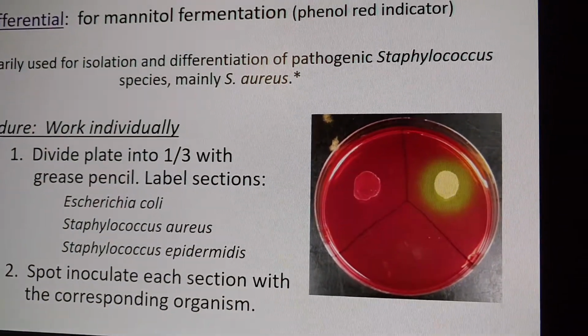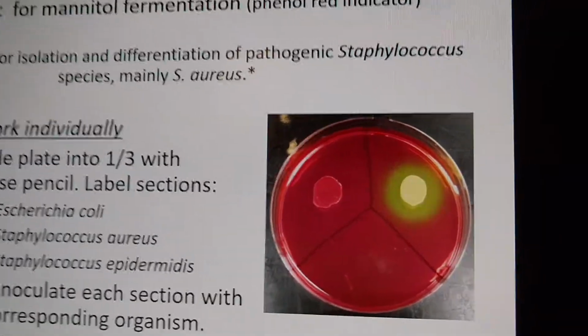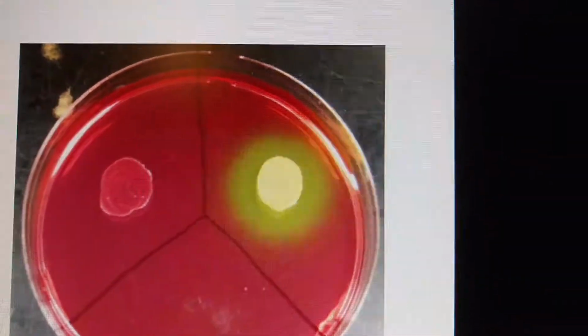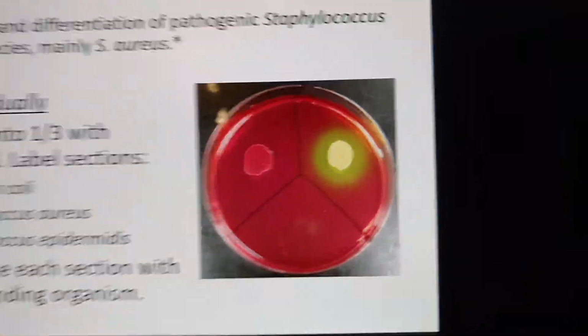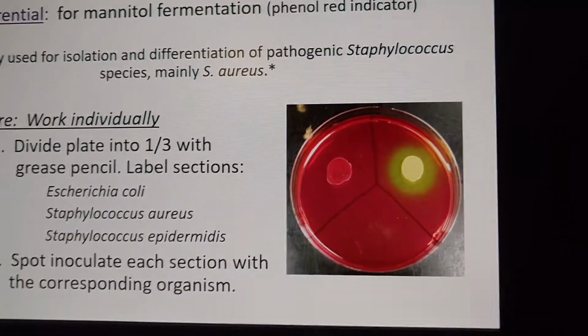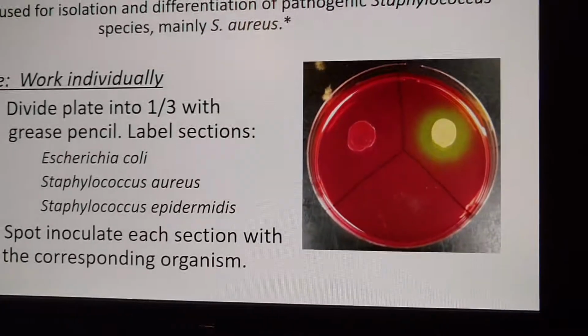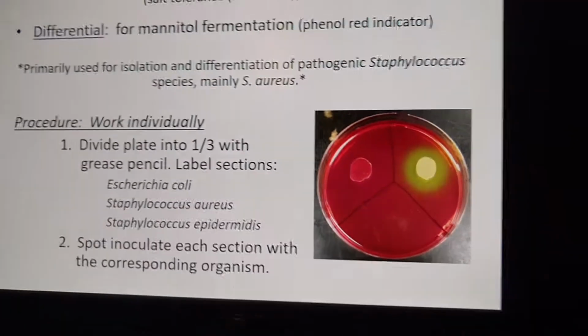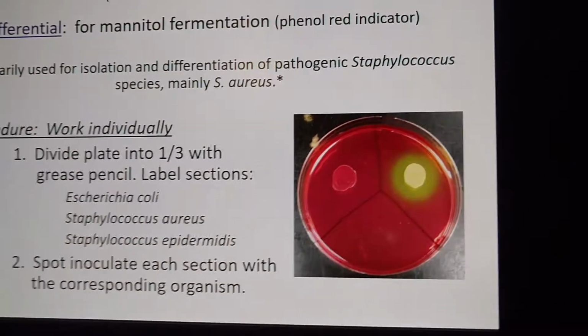Both are staph bacteria. One is Staph aureus, that's on the right. That's the one right here that is yellow looking, because that's mannitol positive. Staph aureus is a mannitol fermenter. Staph epidermidis is not, so it's going to grow, and it's probably going to look kind of red just because it's taking on the color of the medium. And so those are the expected results.